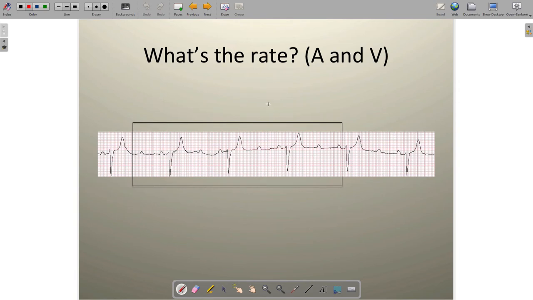All right, so let's do a little bit of practice here. There are a couple things going on here. Let's start with the ventricular component first, and that's the QRS complex. I see a QRS here, I see a QRS here. Well, they look to be separated by a lot. So let's do something here. Let's take a look.